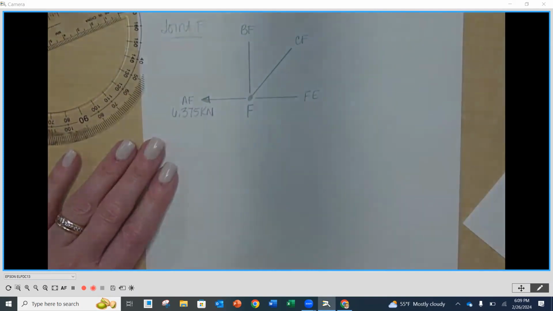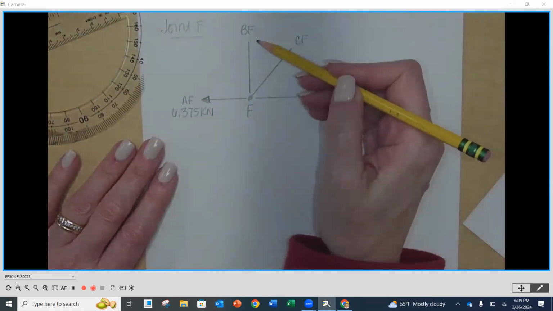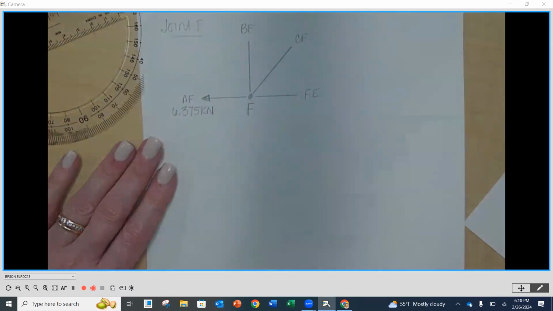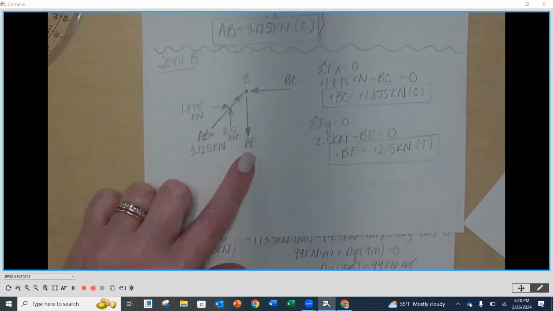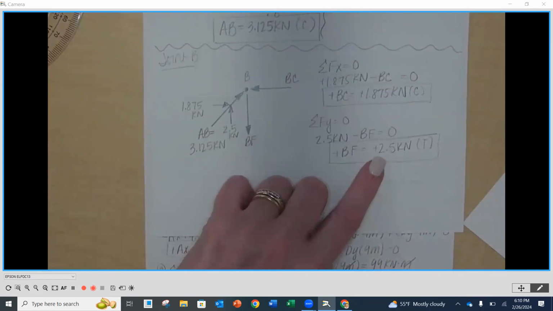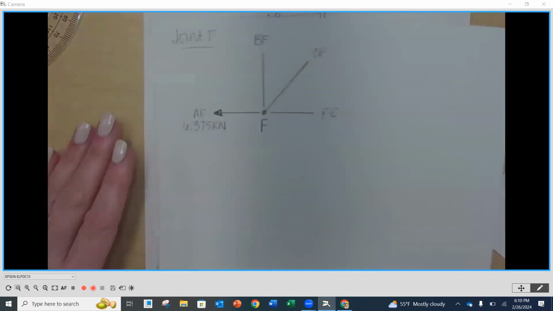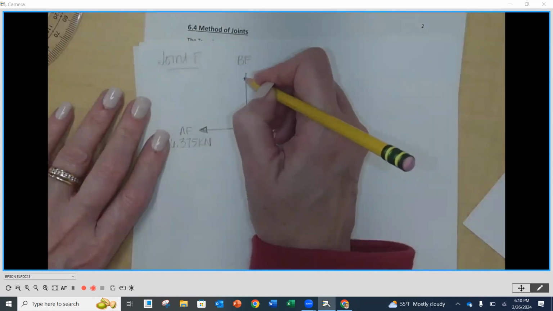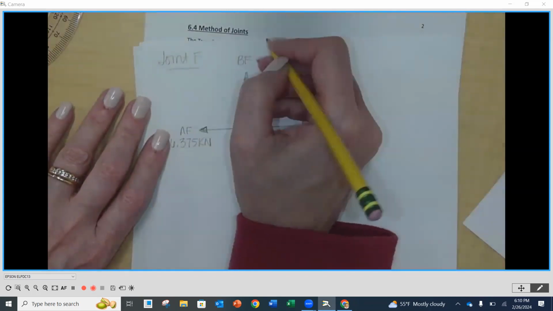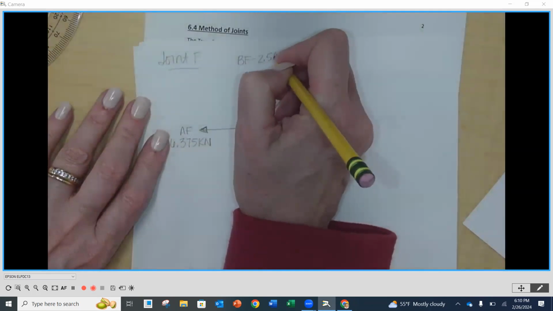kilonewtons. Okay. B. Okay. I'm going to go up to joint B. Joint B had BF. BF was pulling away in tension off of B, and it was 2.5. So it has to be in tension off of F. So it's going to pull away from F. And this is equal to 2.5 kilonewtons.